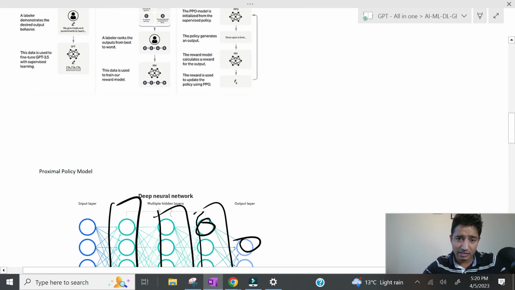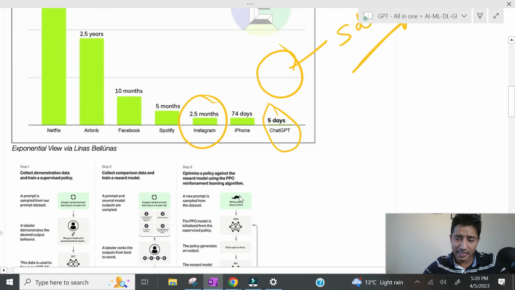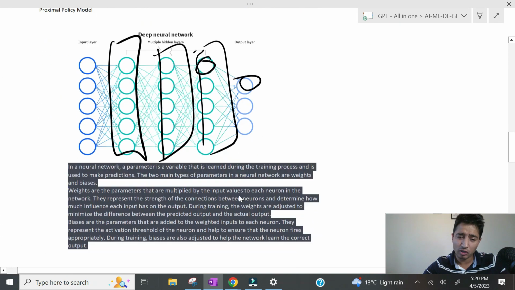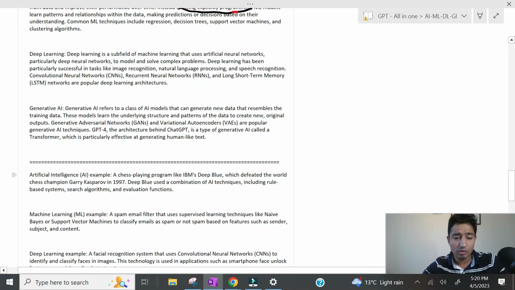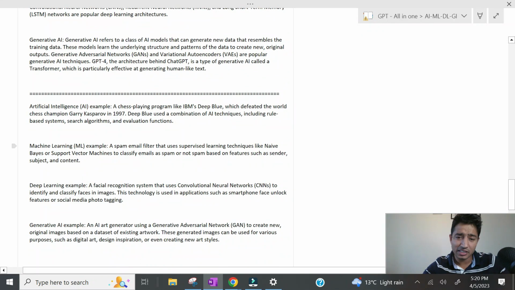Okay, so now what we have learned so far, let's go to our whiteboard. We know that ChatGPT is a deep learning network, and we haven't touched on neural networks. We will be covering it in the next video. But we know ChatGPT can generate something new, right? Let's see a few examples of each: AI, ML, deep learning, and generative networks.